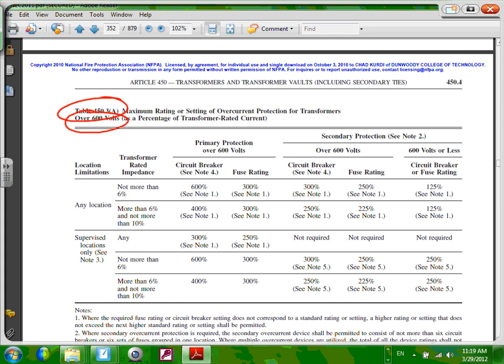450.3a. I don't know if you can see that one. 450.3a right in here, and it says over any one side over 600. Okay, so how are we going to size it?